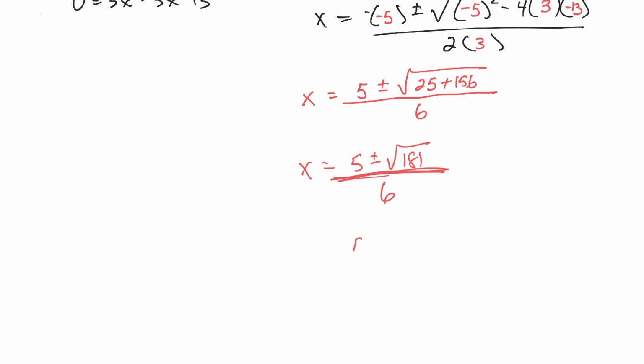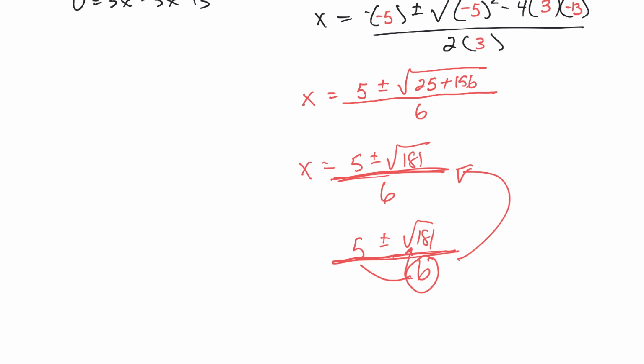Some people will write this as 5 plus or minus root 181 over 6, but that and this are different things. With that fraction line, it's important that the 6 is a common denominator for both the 5 and the root 181, so the fraction line has to be over all of it.